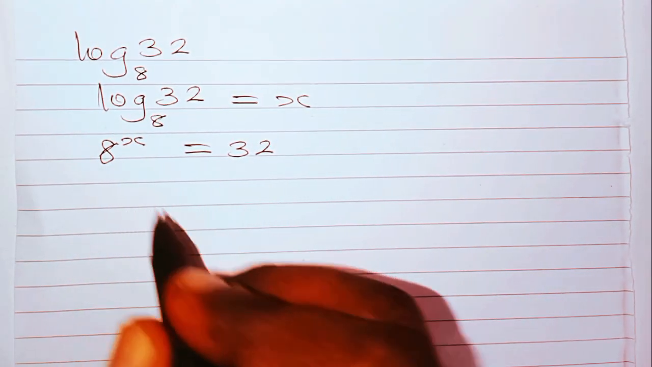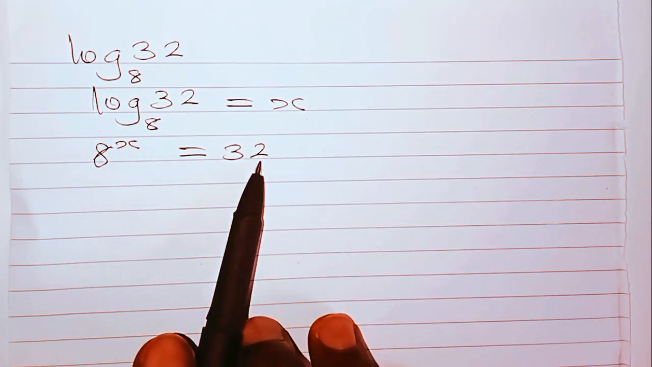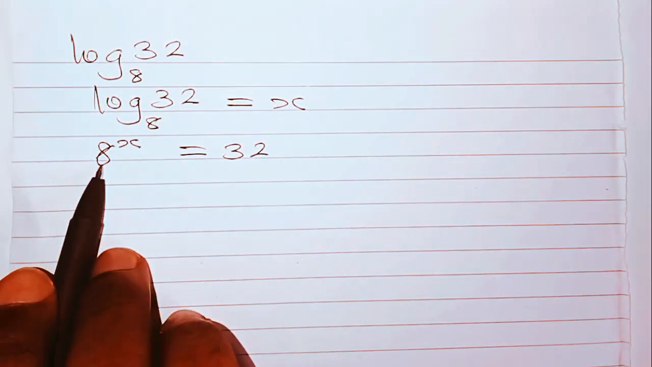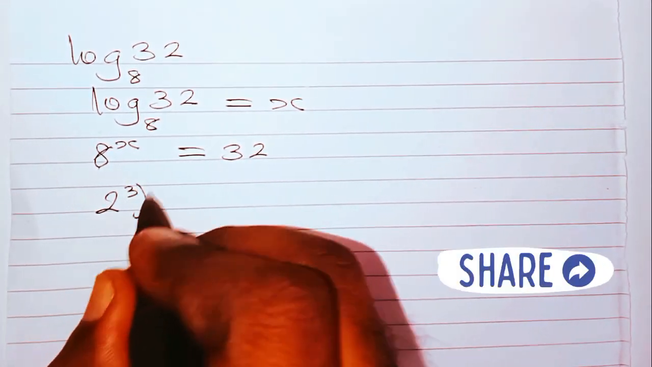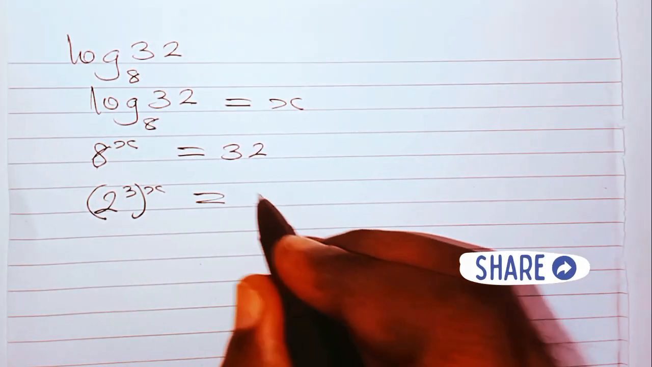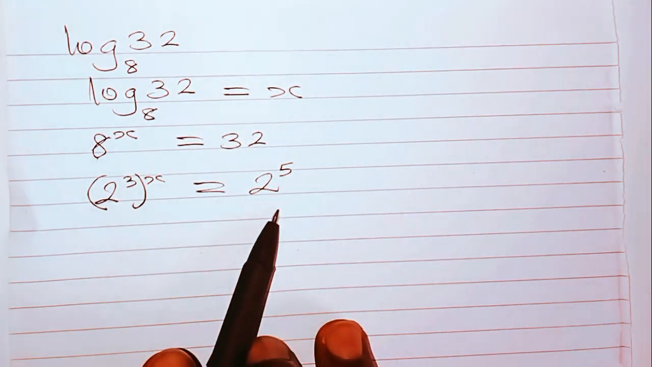In this case, there is nothing we can raise to the power of 8 that's going to give us 32. But at least we can collapse 8 to 2 raised to the power of 3. So this becomes 2 raised to the power of 3, with x as the power, equal to 2 raised to the power of 5. 2 raised to the power of 5 is 32.